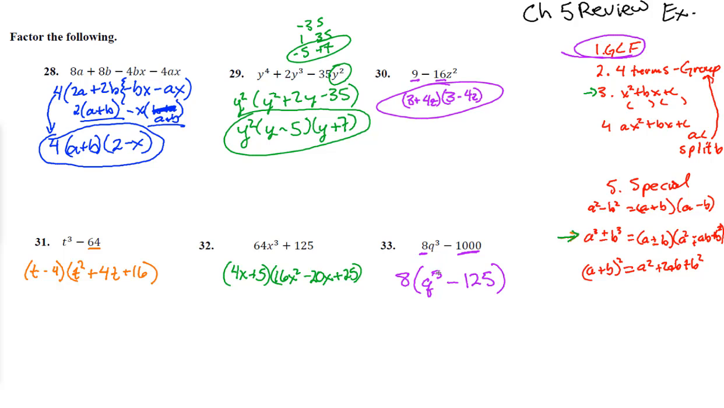So now this is a perfect cube, and this one is also a perfect cube of 5. So we get 8 times, and we'll be doing this one right here with a minus sign. So that is q minus 5. And then a squared, so q squared plus ab, that's plus 5q, and then plus 25. All right, there's 28 through 33.